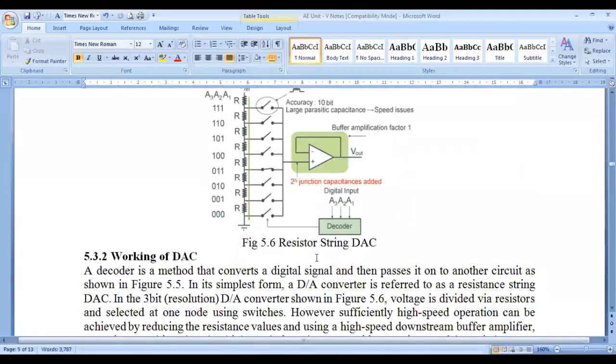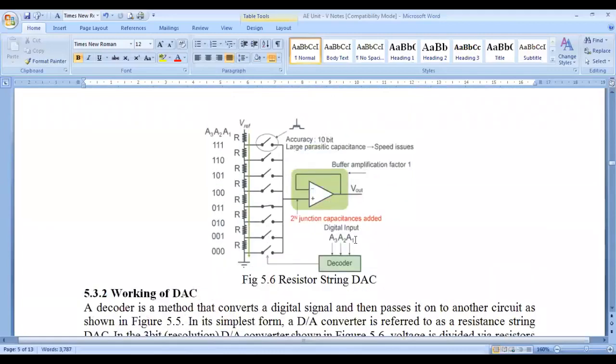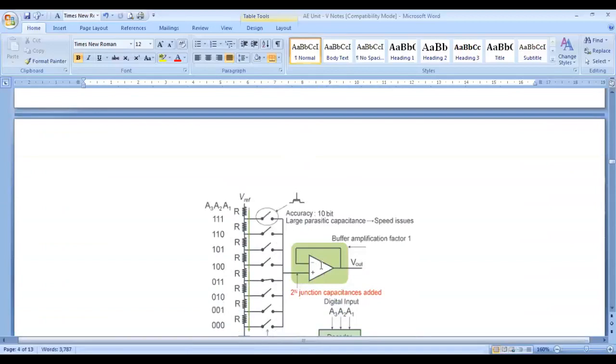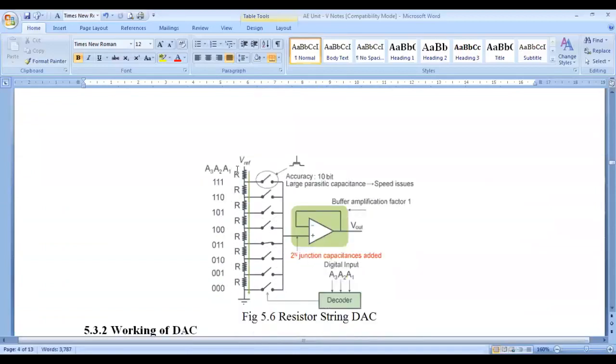Look at this figure, the resistor string DAC. Whatever I told in the block diagram of figure 5.5 is elaborated here. A string of resistors has been used along with the switches. Reference voltage is given here. Each and every input corresponds to a set of binary combinations starting from 0 to 7.